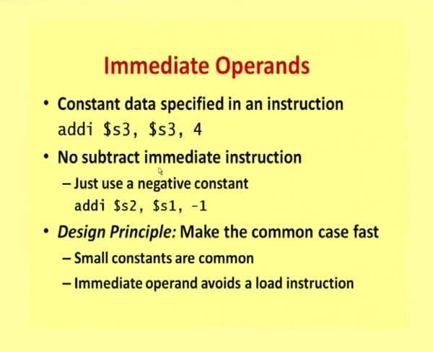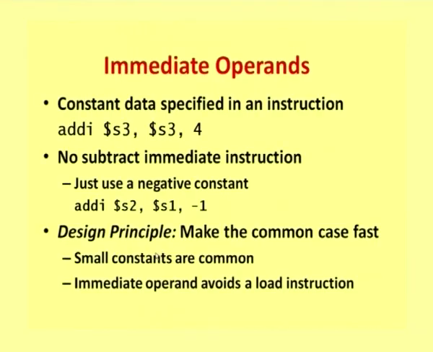There is normally no subtract immediate instruction provided in MIPS, because the same thing can be achieved using a negative constant. So, instead of doing subtract 1, you could say addi $s1, comma minus 1. The design principle used here is that you make the common case fast. Small constants are common, and the immediate operand avoids a load instruction in that case, which is why you provide for an immediate operand, but you do not worry about having large constants here. The value that you can specify as a constant is normally restricted to a small number; you can't have very large numbers.